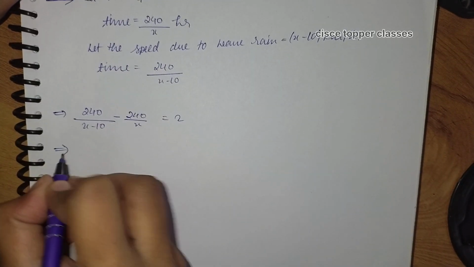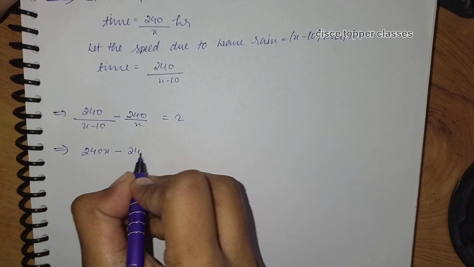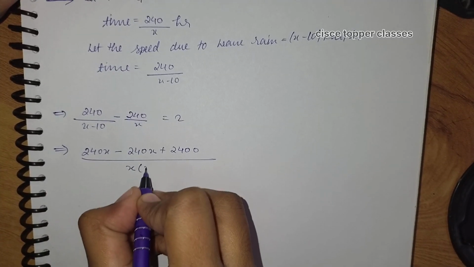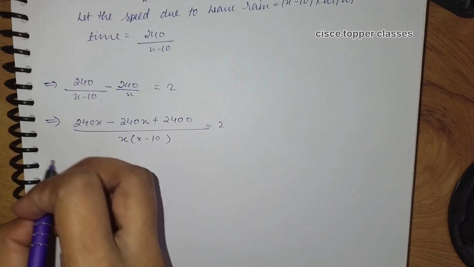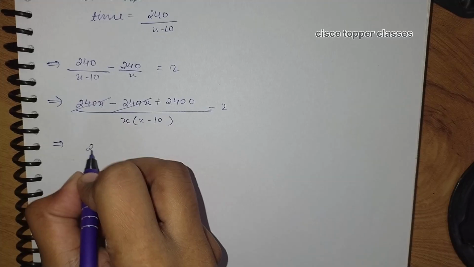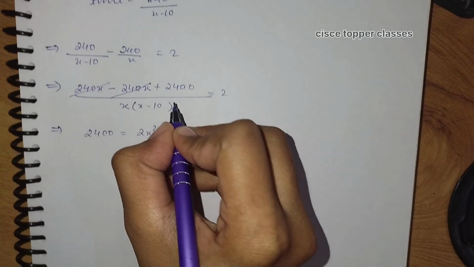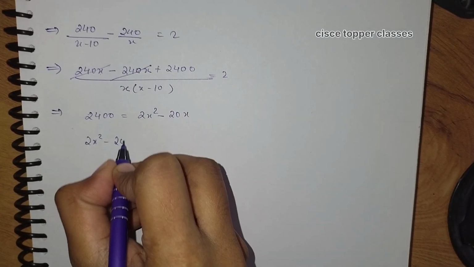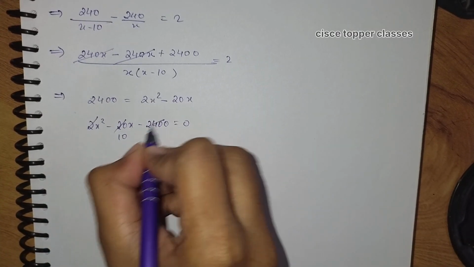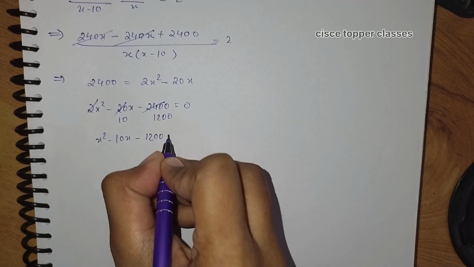We will take LCM and solve it by quadratic equation as 240x minus 240x plus 2400 divided by x into x minus 10 equal to 2. So we'll form a quadratic equation here. 240x minus 240x will be cancelled out, and it will become 2400 equal to 2x square minus 20x, as 2x square minus 20x minus 2400 equal to 0. Cancelling this part we will get 2, and this will be 1200. So x square minus 10x minus 1200 equal to 0.